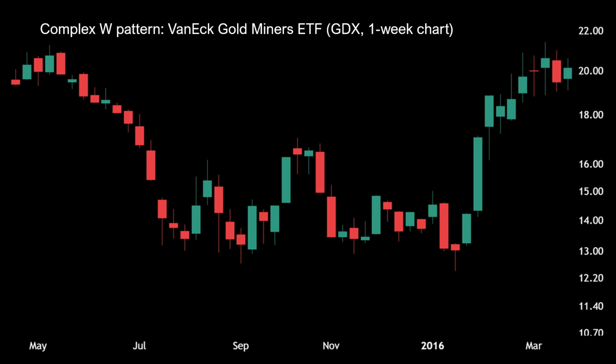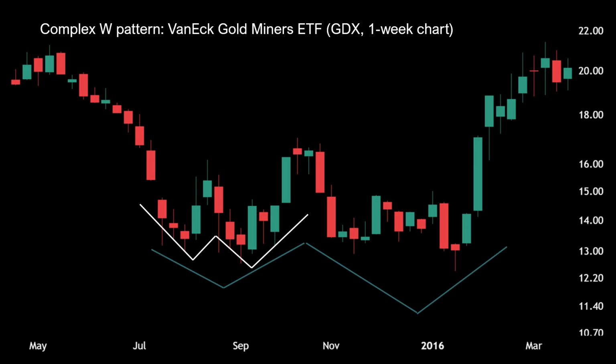Now, not all W patterns are so easy to spot, and they can often be quite complex, like this one here for the VanEck Gold Miners ETF, and that's ticker GDX on the 1-week chart. Here's the bigger W pattern, and then a smaller W within the first W, and then a series of complicated W patterns or W type patterns within the second W. That's a lot of W's.